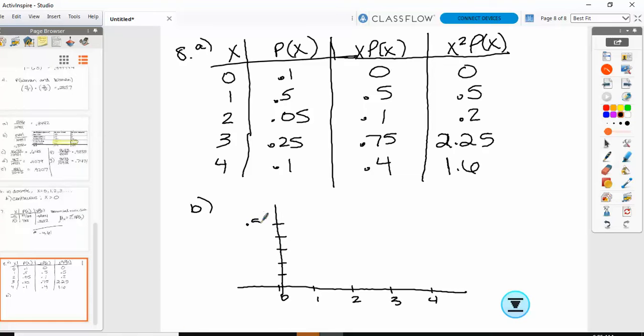so I'll count by 0.1. And then I'm just going to put a dot at the probability and draw a line going to it. If you drew the curve over the top, because you're kind of trying to look at the shape, that's okay. If you drew them as boxes, that's okay as well.